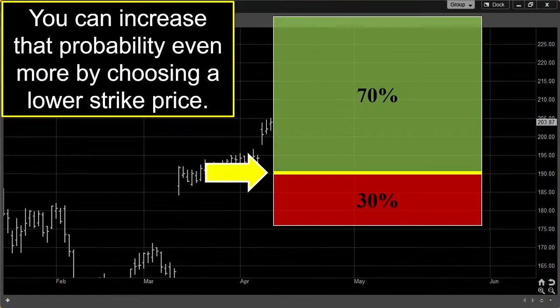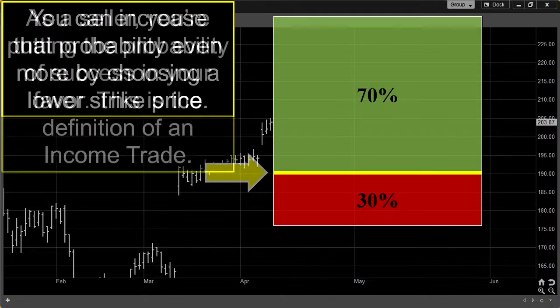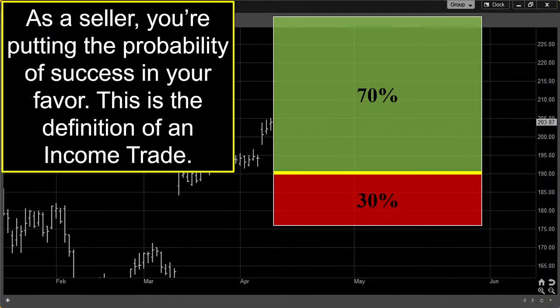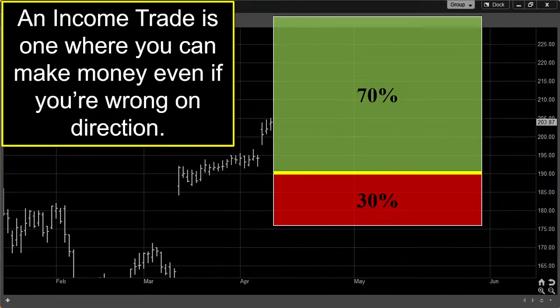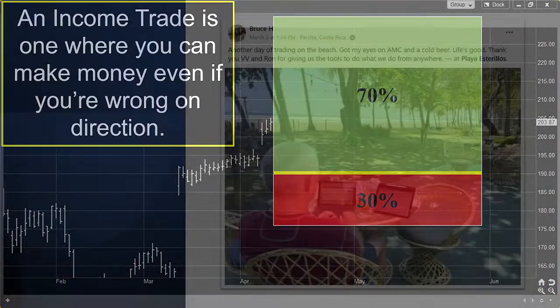Now, in some trades, we can increase that probability even more. We would choose a lower price. Now you've got a $204 stock, and you're saying as long as it stays above 190, I can make money. A lot of our trades actually start off with about a 70% chance of success. And you can only do this as an option seller. As a seller, you're putting the probability of success in your favor, and this is the definition of an income trade. An income trade, simply put, is one where you can make money even if you're wrong on direction.